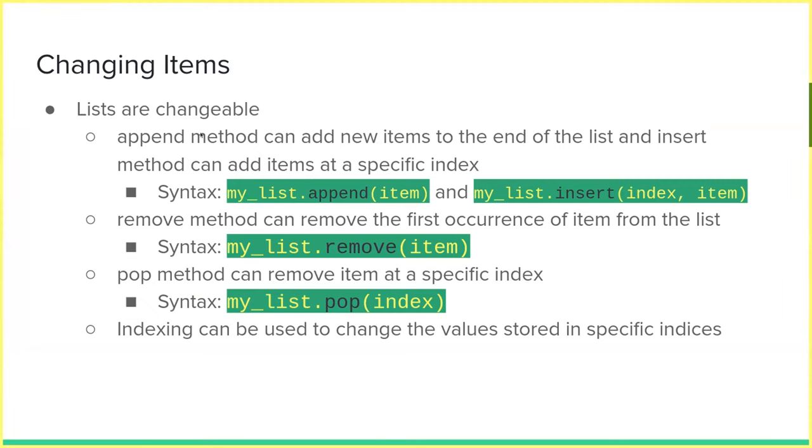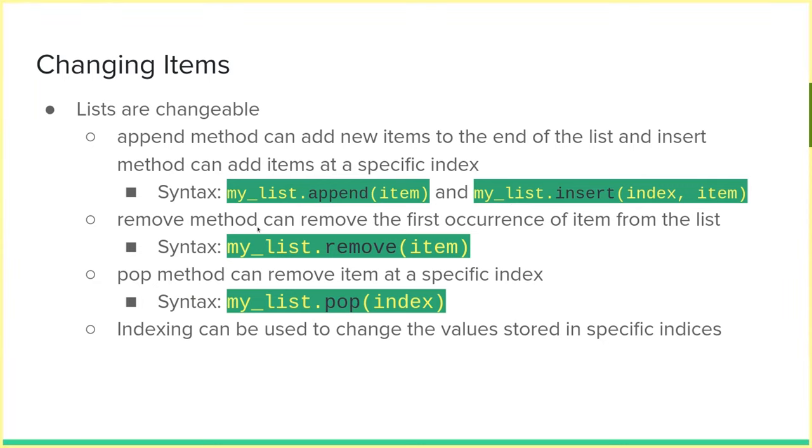Okay, so I was saying that you can use the append method to add items to the end of the list, and the insert method to add items at a specific index. So the syntax for that would be my list dot append, and in brackets you would put the item you want to put at the end of the list, or my list dot insert index item, where index is a number between zero and the length of the list, and item would be the item you want to insert at the index.